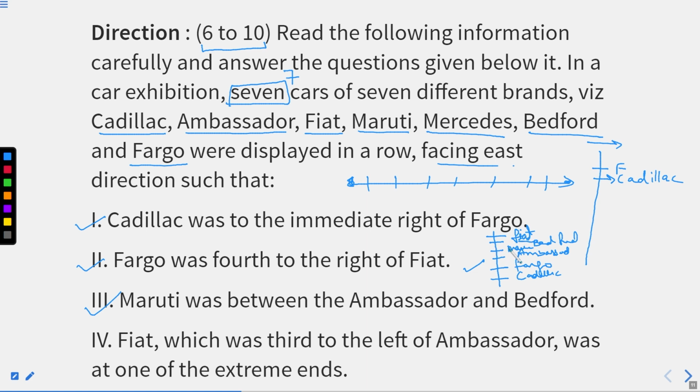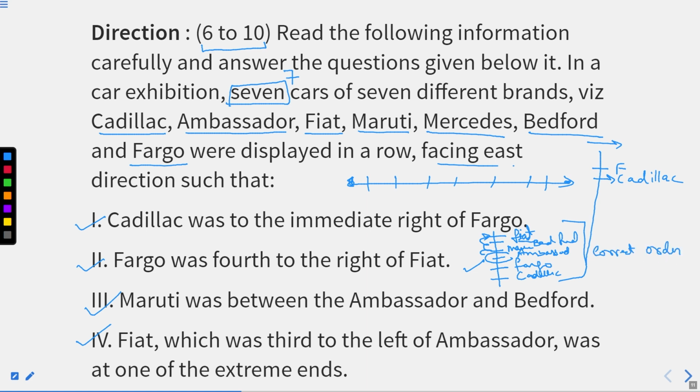Now only one car is left, Fate, which was third to the left of Ambassador. Okay, here we have Ambassador, and on the third left we have Fate. So this condition is also satisfied. Fate was at one extreme end, it is already at the leftmost side, right? This condition is also satisfied. I hope all four conditions are satisfied, and we are able to arrange the 6 different cars in the correct order.